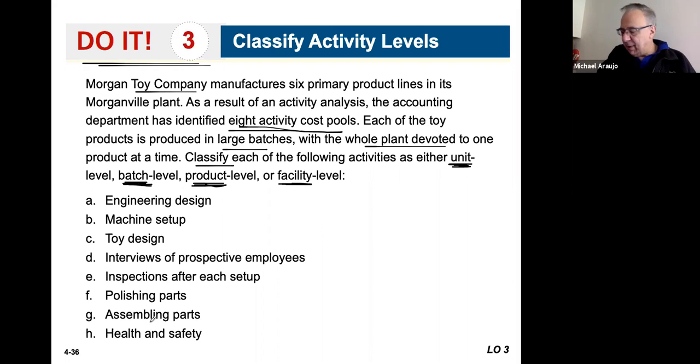Assembling of the parts, again, you're going to do that for every single unit. Every single unit needs to be assembled in order to be sold. So it's going to happen to every single unit you produce. And in terms of health and safety measures, that's for everybody involved. So that applies to the entire facility, and so that's a facility level activity.